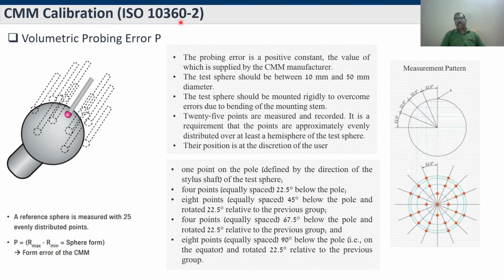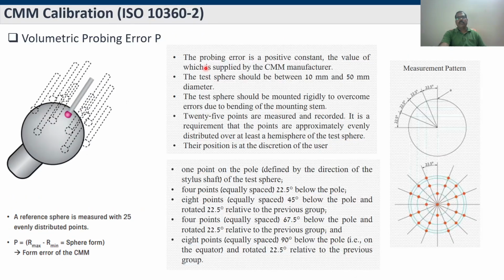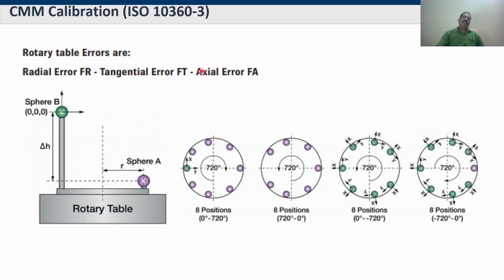Even though it is not fully available on the website, at least go through what is there in ISO 10360, so that you will get an idea. The details I have given here are like volumetric length measurement error or volumetric error. Okay. Then another one is ISO 10360-3, which is talking about rotary table errors.